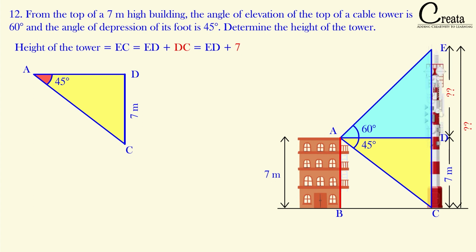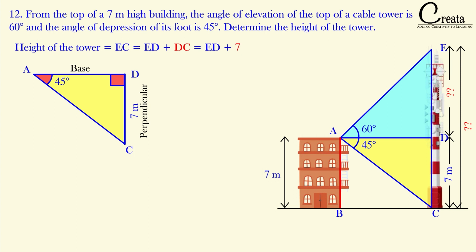Firstly, perpendicular. Perpendicular is the side which is opposite to the trigonometric angle. So here our trigonometric angle is 45 degrees. So the side CD is opposite to the 45 degree angle. So CD is the perpendicular for this case. And what about base? Base is the side which is between the trigonometric angle and the 90 degree angle. So the side AD is the base for this triangle.